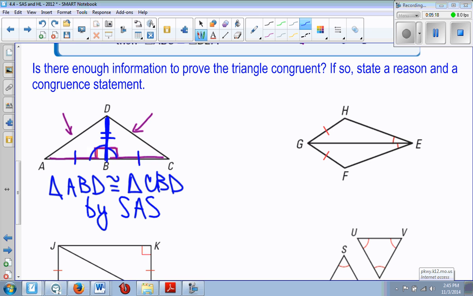And when I write my theorem or postulate that I'm going to use, I'm actually using side angle side because I've got two side lengths that are marked congruent, and those side lengths form that angle. Two side lengths marked congruent, and those two side lengths form the angle. So side angle side.